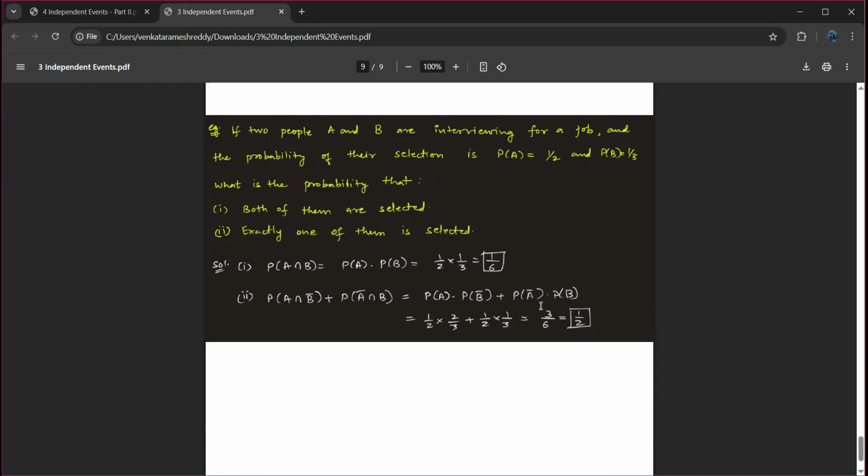So this is the independent event concept in probability. Hope everyone understood and is clear about this.